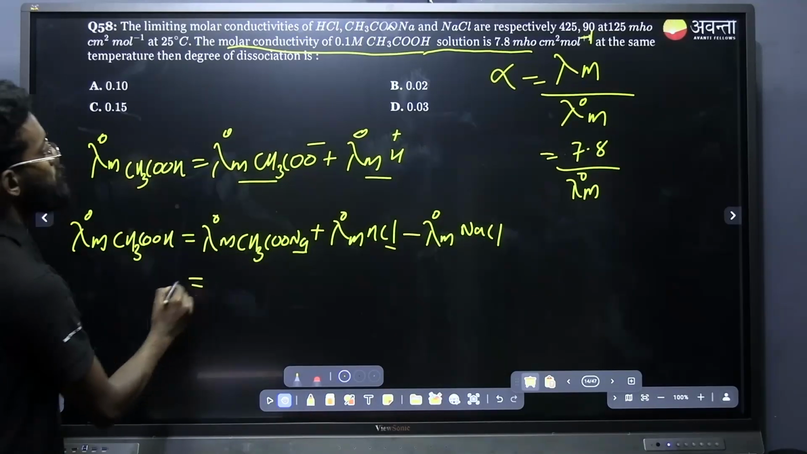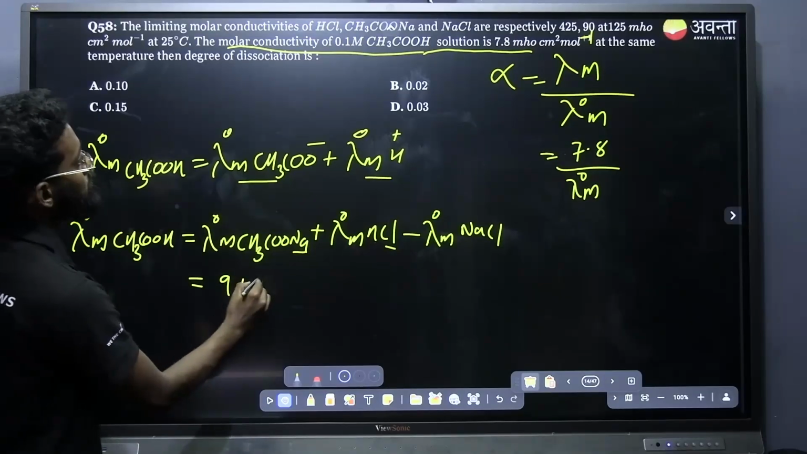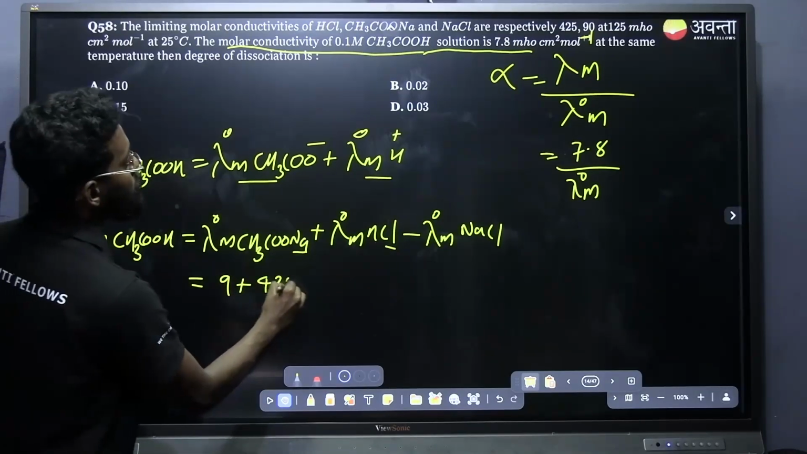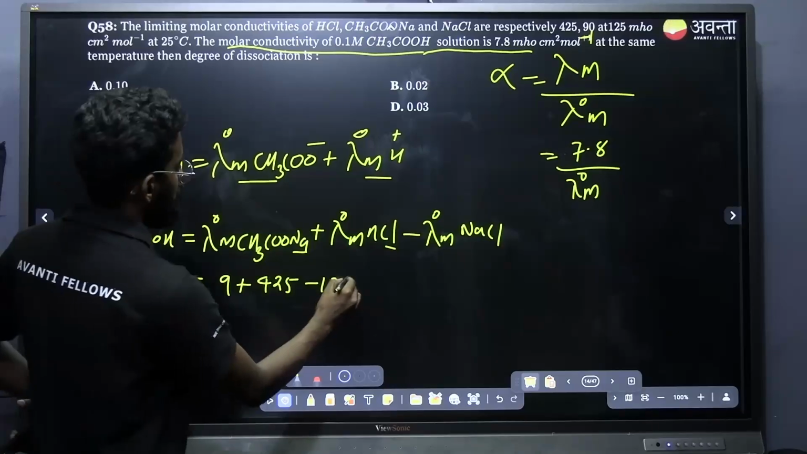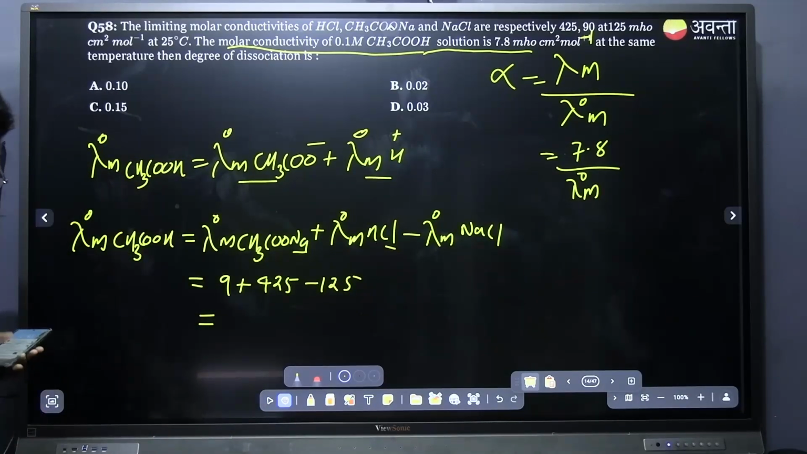Now on solving this, what will you get? 90 plus 425 minus 125. What is the answer you got here? Lambda m naught value, what is the answer?